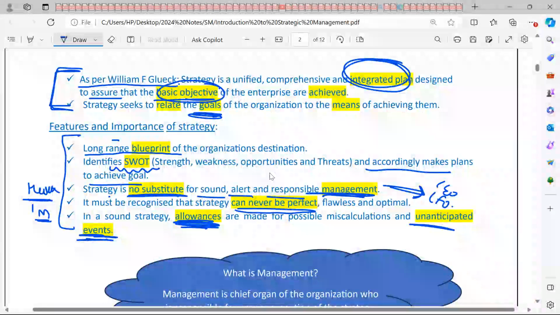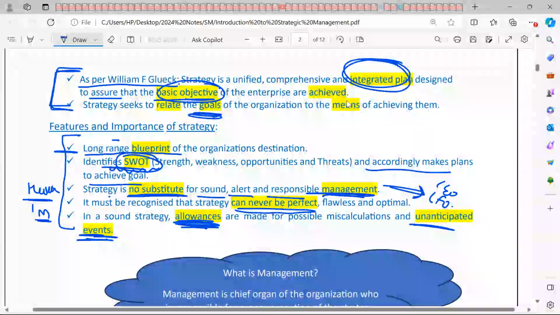Okay, so let's recall once again, what are the features and importance of strategy? This is going to be your question. First feature, it gives a long range blueprint of the organization. How? You have decided a full 5 year plan, so this is a long range blueprint. Second, you have identified your SWOT, strength, weakness, opportunity and threats, and then you have made the plans to achieve that goal.